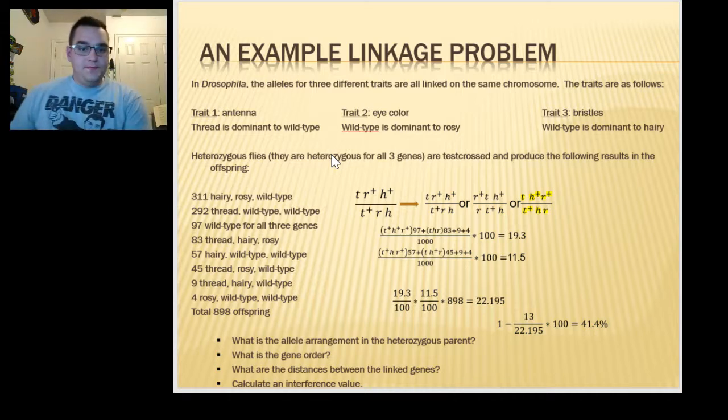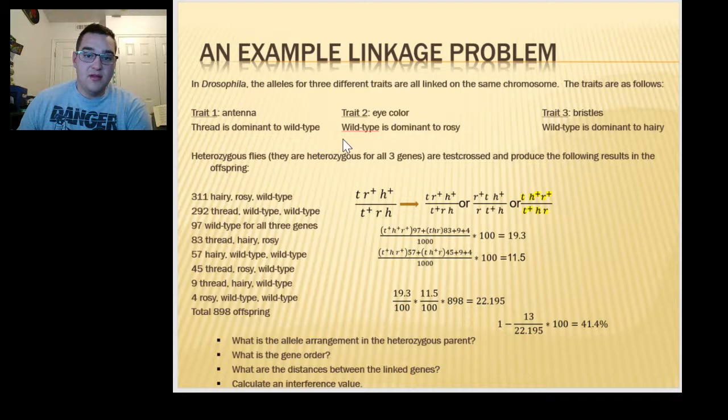So we have 3 different traits here. We have thread, which is dominant to wild type, and wild type is dominant to Rosie, and wild type is dominant to Harry. It really doesn't matter. From what I understand, we just need to know the difference between the two. Some are heterozygous for all 3 genes, some are not. And so what I did is I took the slide and I ordered these from the most prevalent to the least prevalent.